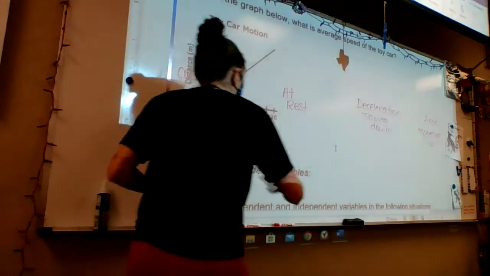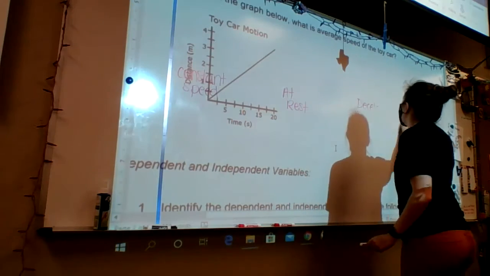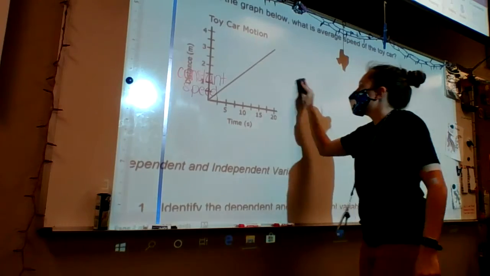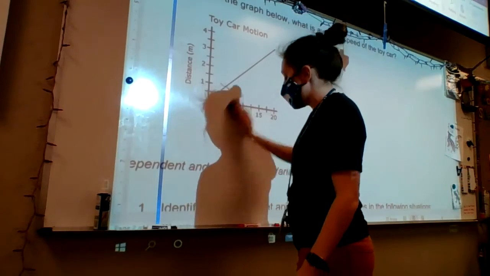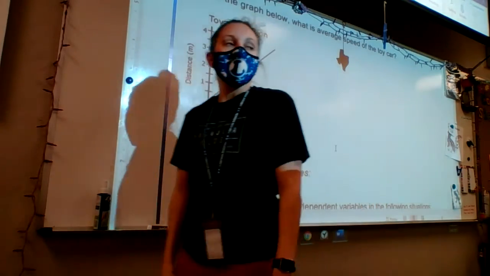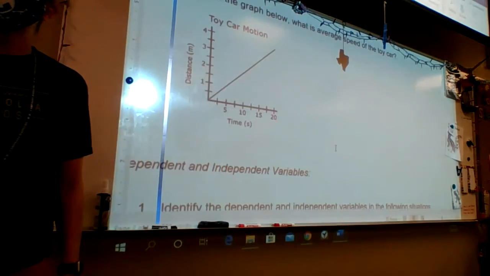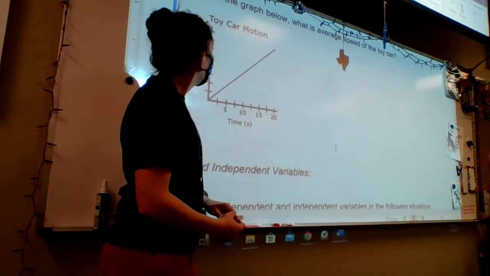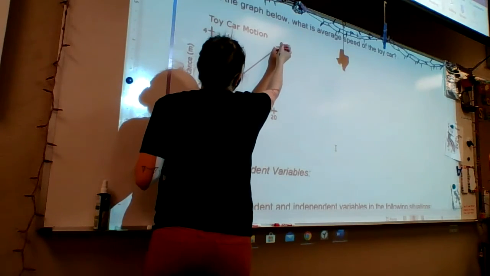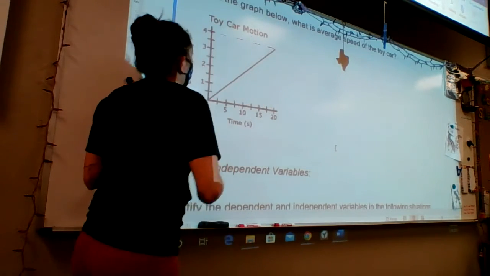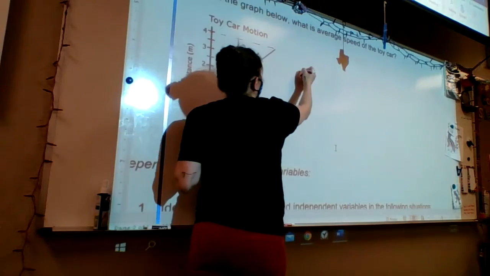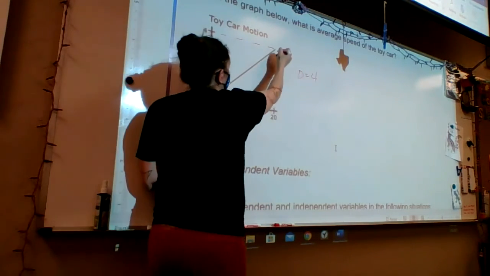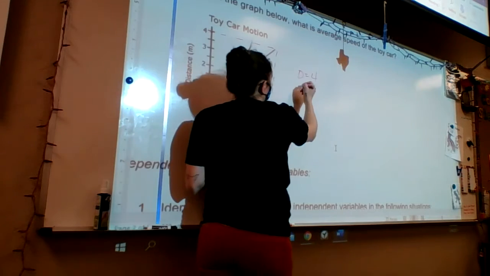On this one, we're going to look at this distance time graph and calculate speed. What's my formula for speed again? Distance divided by time. So what is the total distance that this graph took us? 4. So this graph went 4 meters. So distance equals 4. 20 seconds is my final time.